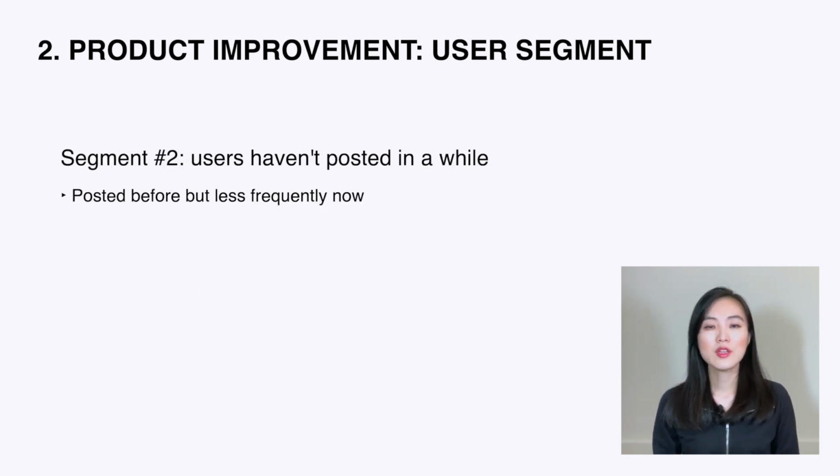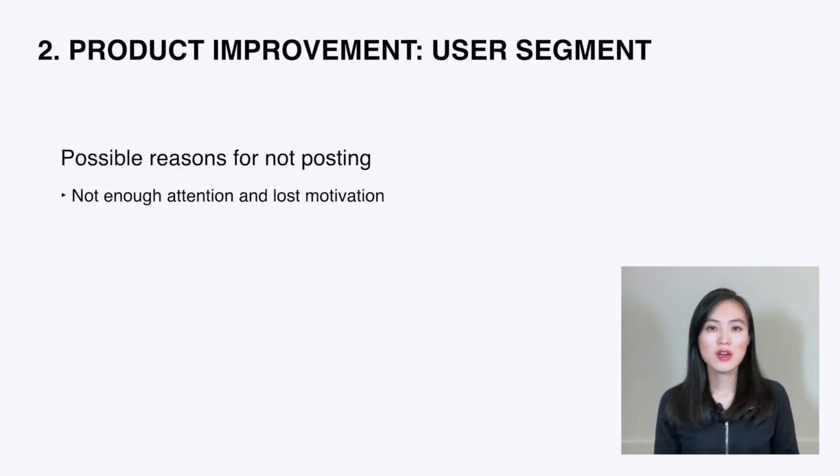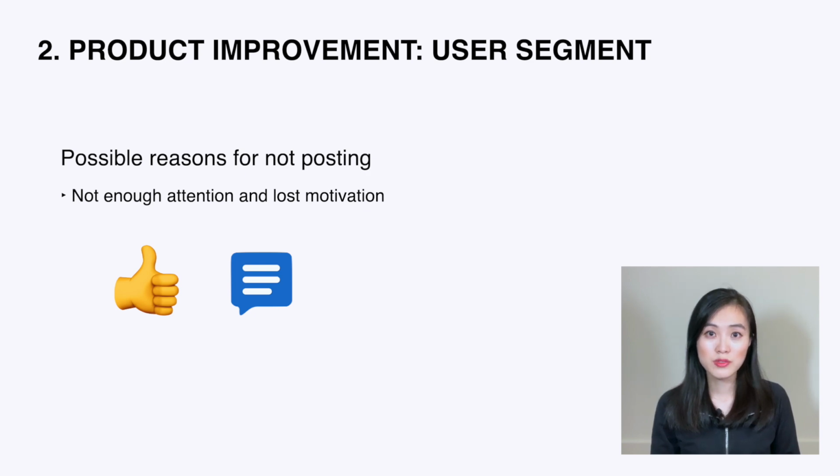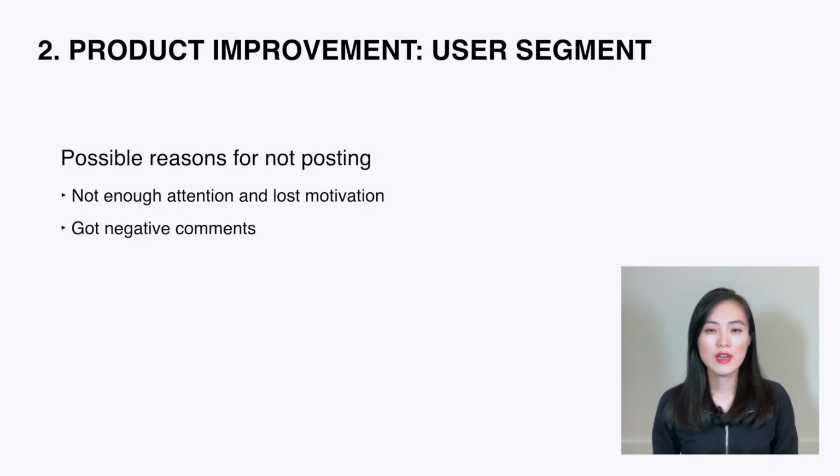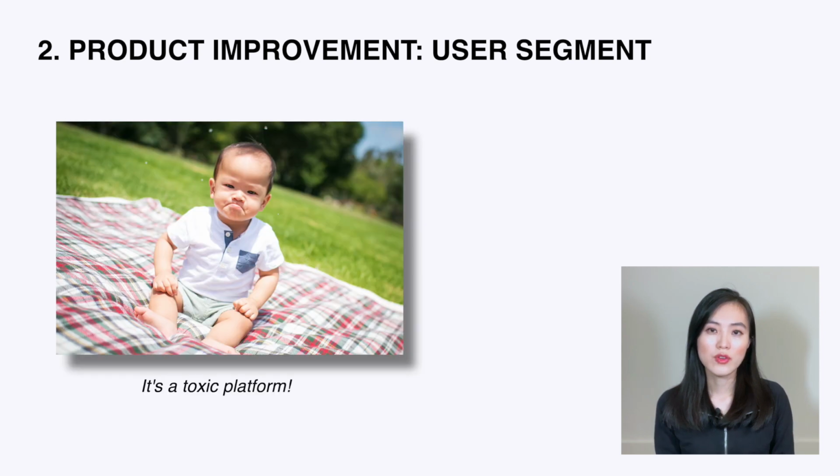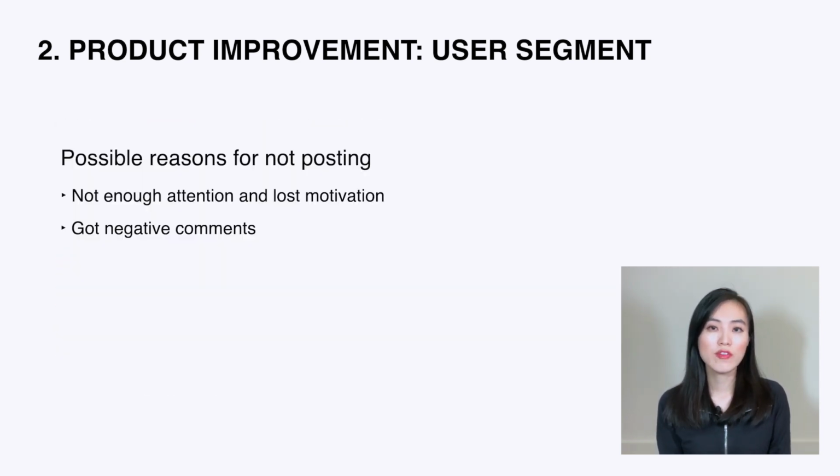Another segment of users is those who haven't posted in a while. They have posted before, but they posted less frequently, or they stopped posting at a certain time. For this group of users, we definitely want to know why they become less engaged on the platform. Is it because they didn't get lots of attention, such as likes and comments on their previous posts? Therefore, they don't have much motivation to post anymore. It is also possible that they may get some unexpected criticism on their posts, which make them feel it's a toxic platform.